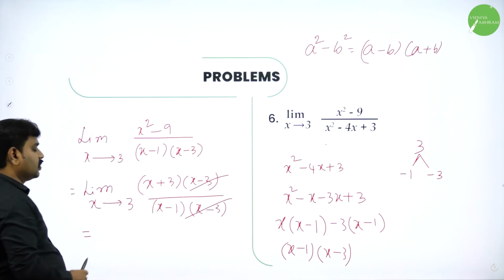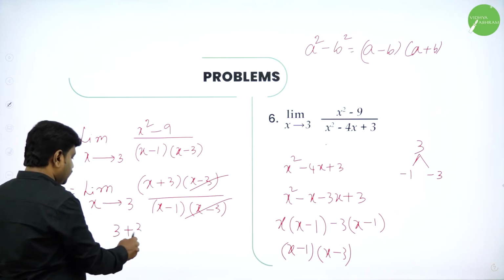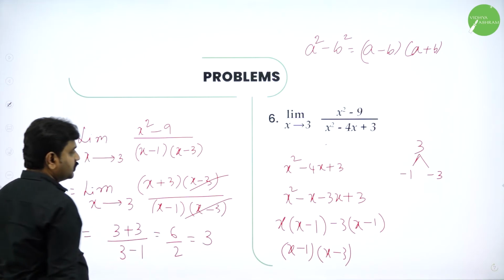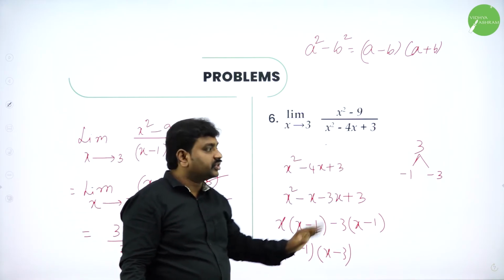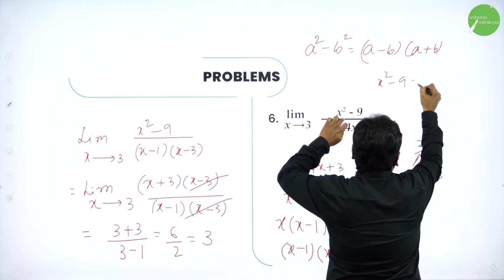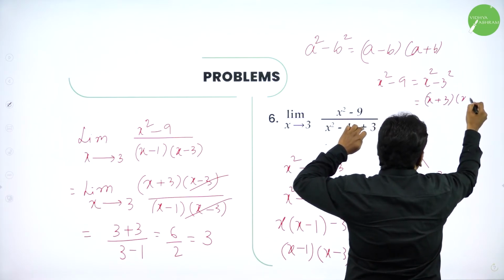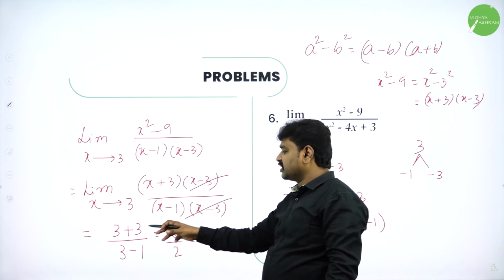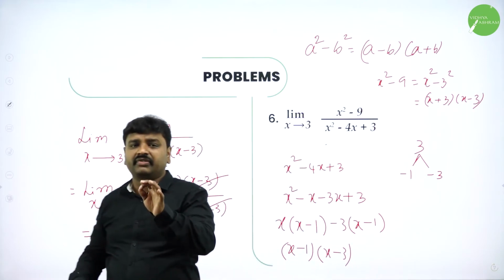Now you apply the limit. What is meant by limit x tends to 3? In the place of x put 3. Then it will become 3 plus 3 divided by 3 minus 1. 3 plus 3 is 6 by 2. In the place of x, if you put 3 directly, it will become 0 by 0. So therefore, the numerator is x square minus 9. You can write it as x square minus 3 square. Further, you can write it as x plus 3 into x minus 3. So that's what I have done. Then you cancel the terms. Then in the place of x put 3. 3 plus 3 becomes 6 and 3 minus 1 becomes 2. 6 by 2 is 3. Now you will get a specific value.